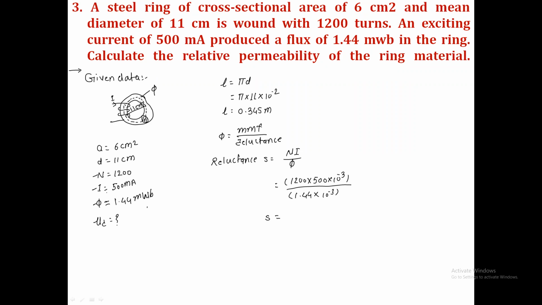416666. Once again, will you please repeat? Yes, sir, 416666.67 ampere turn per weber.